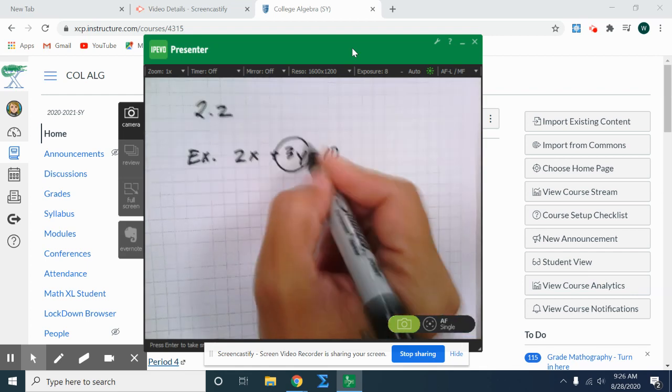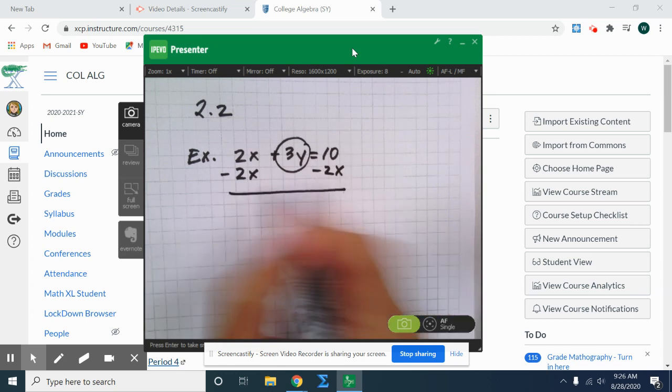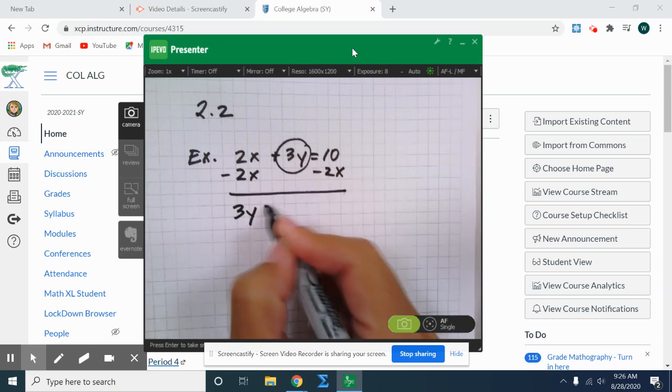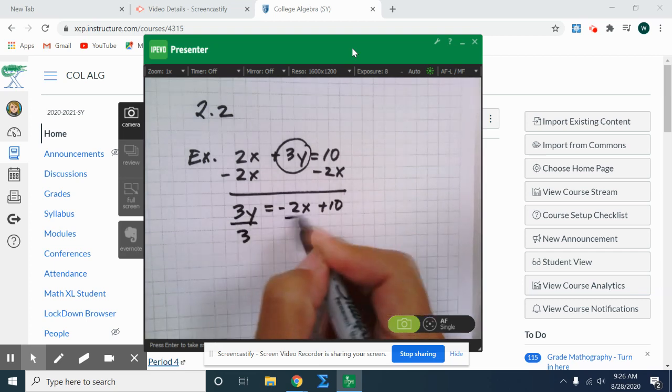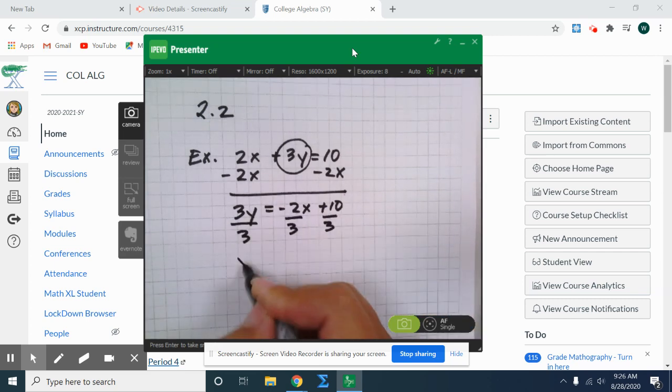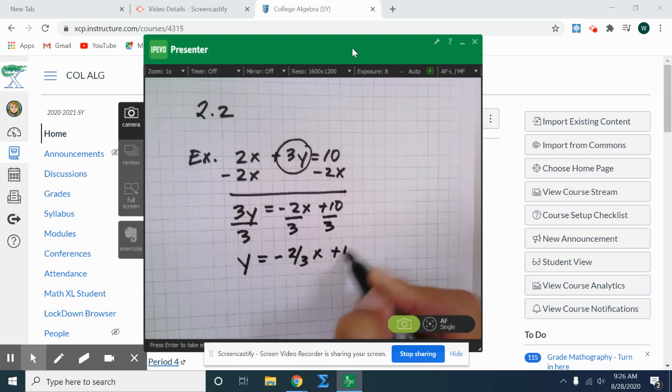Leave this alone for a moment and move over the x term. So subtract 2x. We're doing inverse operations here. Bring down 3y equals negative 2x plus 10 and divide each term by 3. So y equals negative 2/3 x plus 10/3.